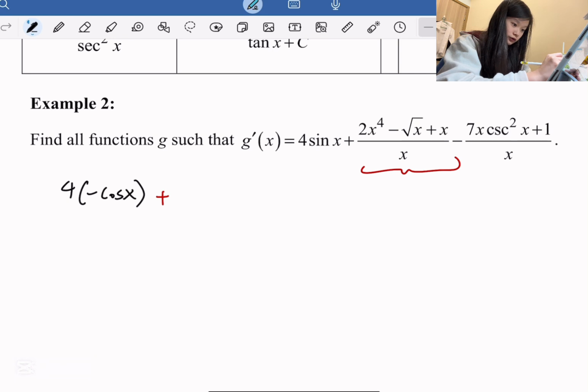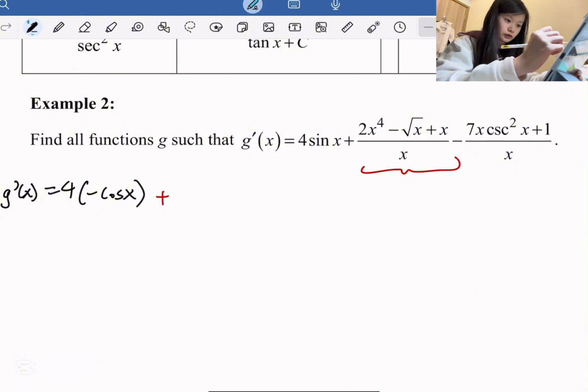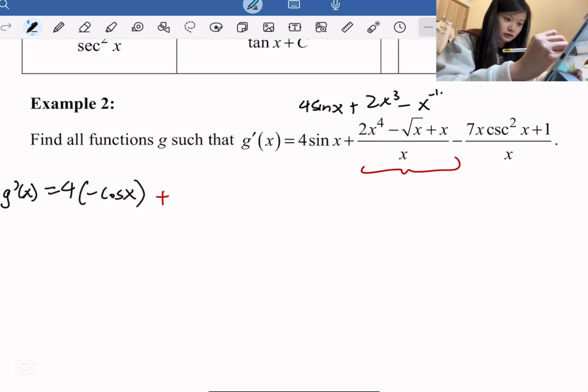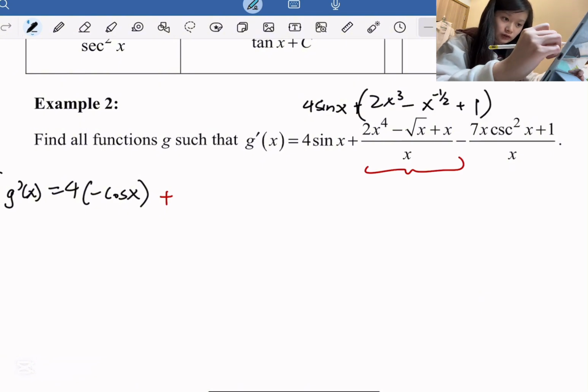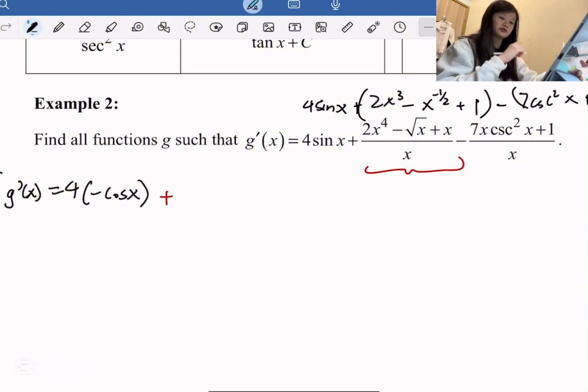So the derivative, g prime of x, is that. Or in other words, let's rewrite the entire thing so that it's easier for us to understand. So 4 minus 1 is 3. 1 half minus 1 is negative 1 half. 1 minus 1 is just 0, and then so that's 1, and then minus 7 cosecant squared x. You can't divide that x, and then plus whatever x. Okay, so that's our equation.